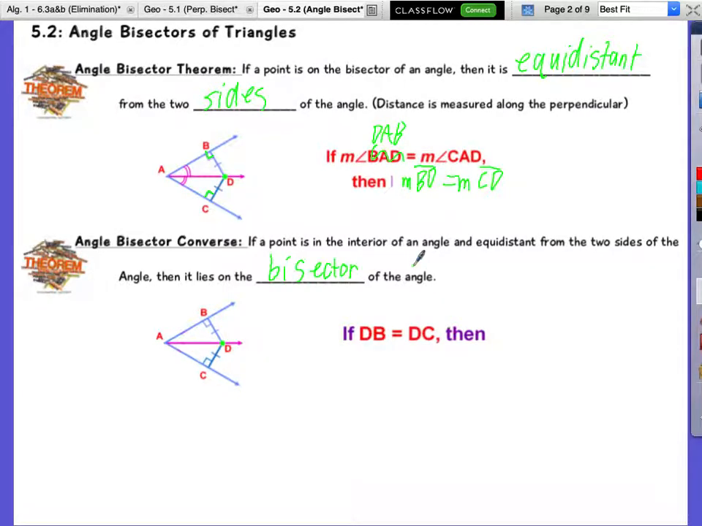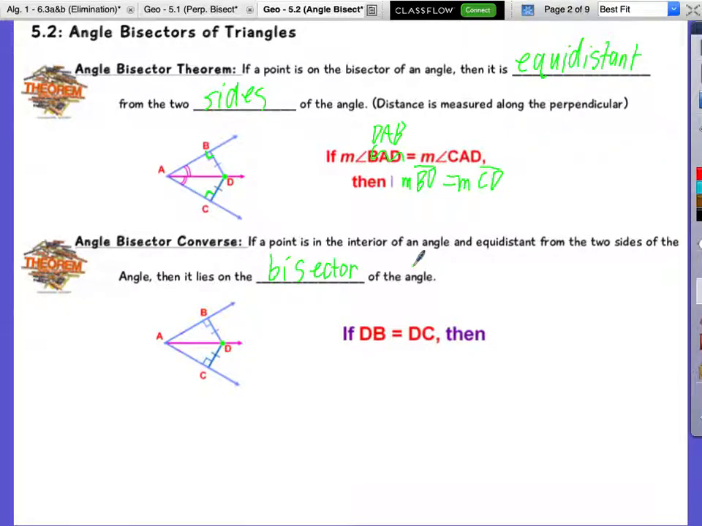Why did you change it to DAB? It has to line up. It could have been BAD. If you're saying the measure of BAD is equal to CAD, it's the same angle either way. Just like this, BD is the same as DB. In a triangle, the order matters, but with an angle and a segment, it doesn't, as long as with the angle, the vertex is in the center.